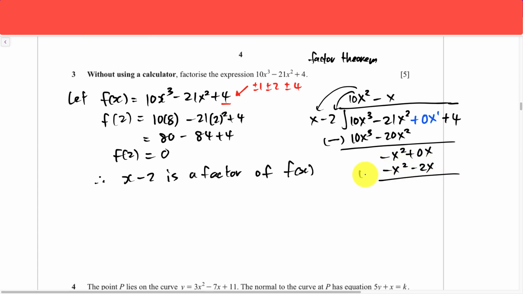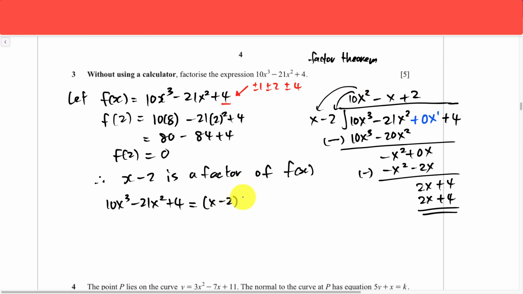Because of the invisible minus here, the x squared will be gone. This one will become positive 2x plus 4. Then I will do plus 2. So I will get 2x plus 4. Right, done. So therefore, in order to factorize completely here, I know 10x cubed minus 21x squared plus 4 equals x minus 2 multiplied with my quotient. So that means my answer is minus x plus 2.